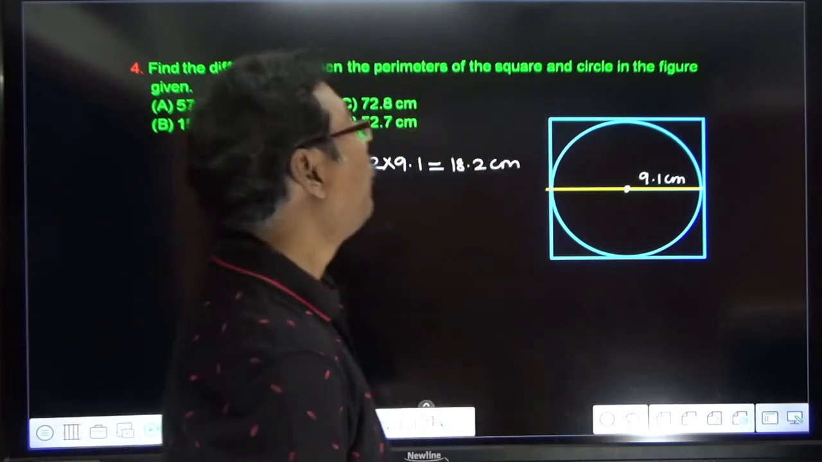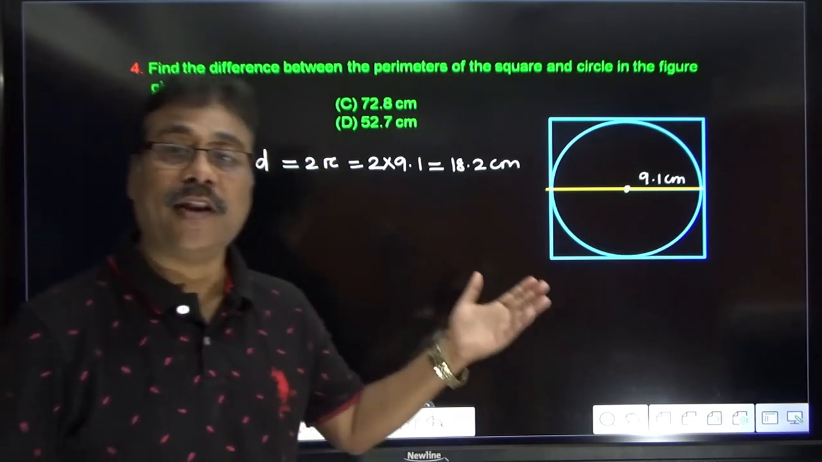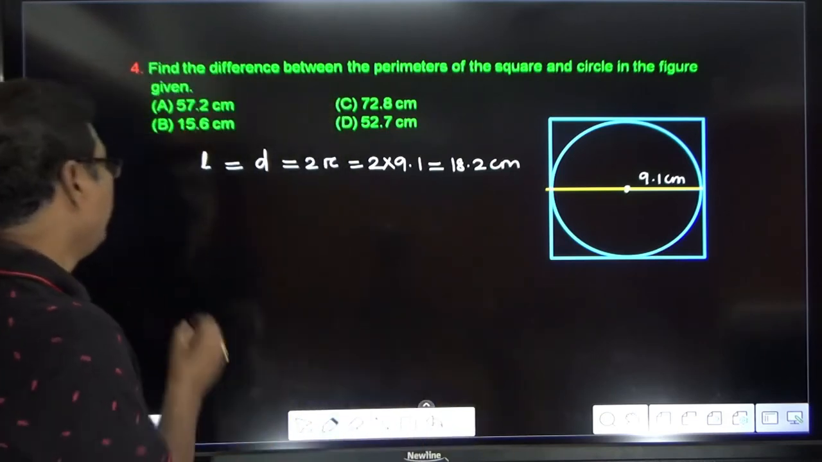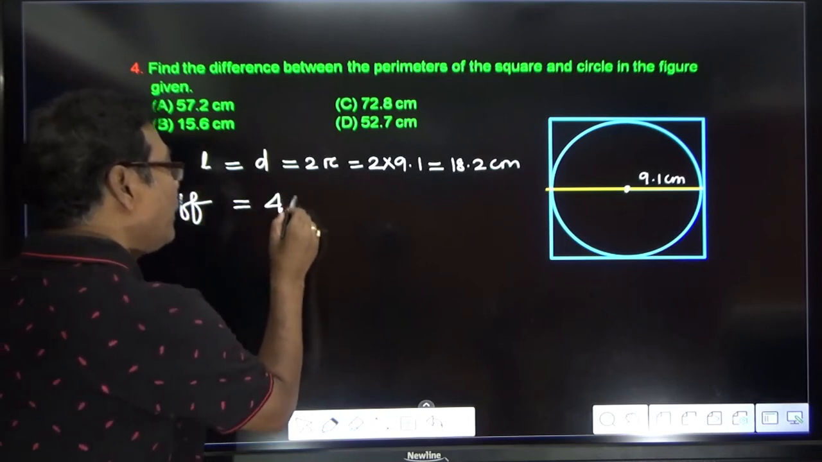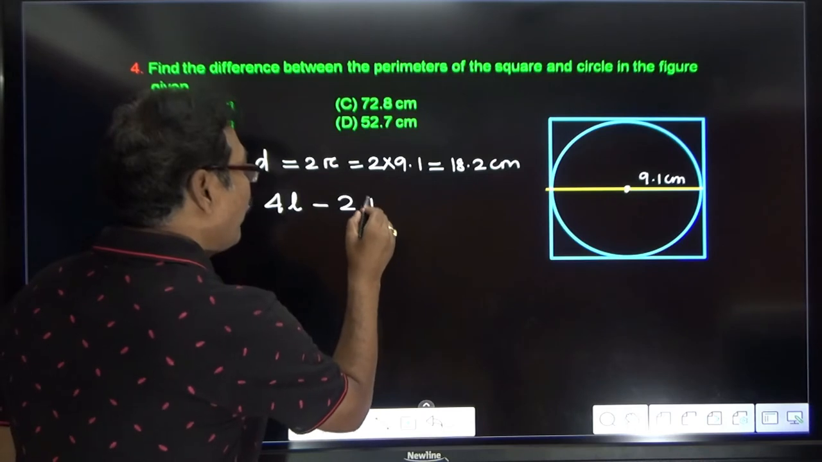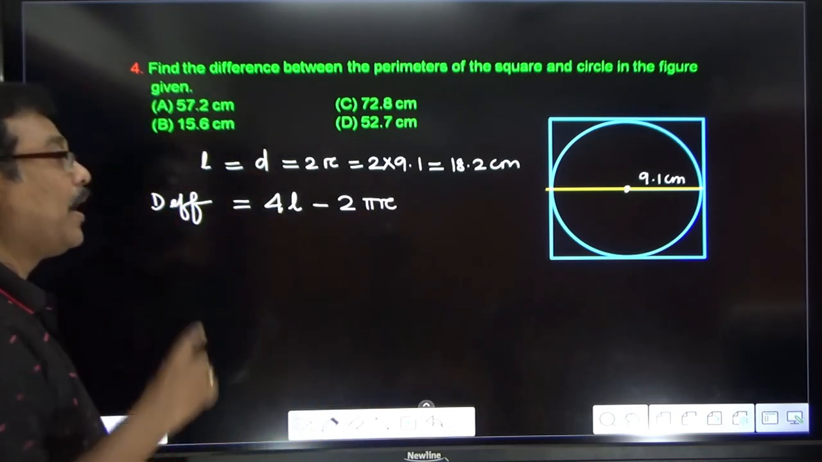Okay. Now, question is what is the difference? Let us find out the difference. So difference is equal to 4L minus 2 pi R.